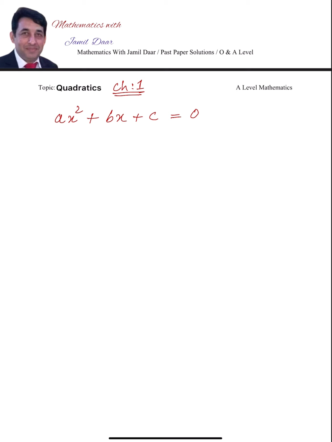where a, b, and c are the constants. First, we'll learn about the sketch, what type of graph it would be.